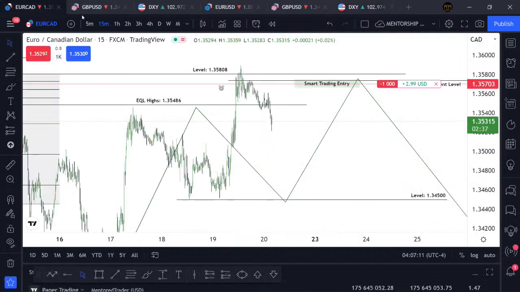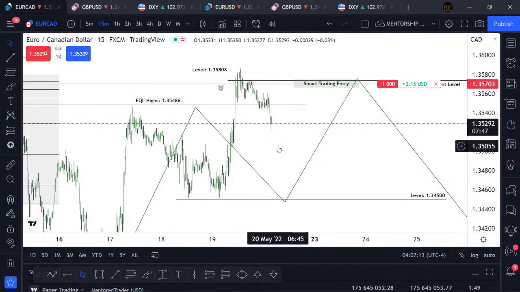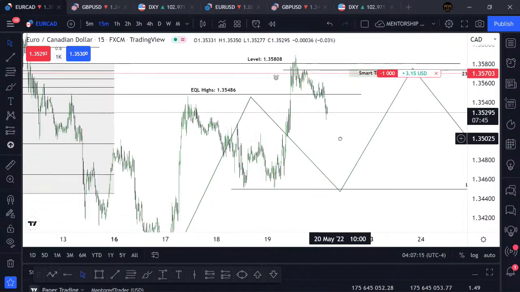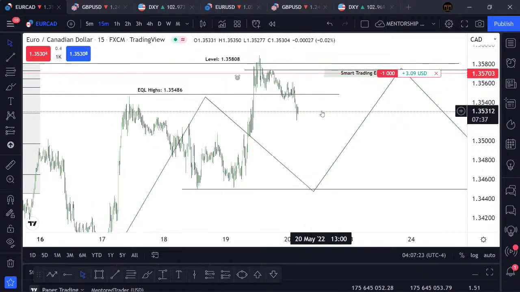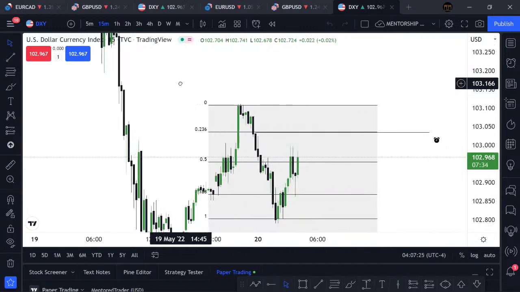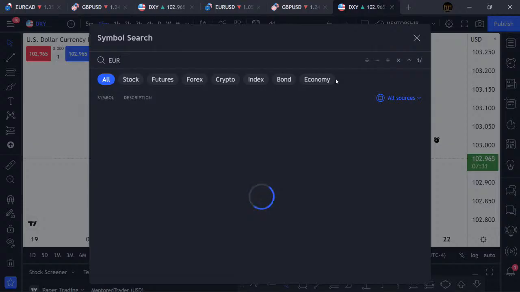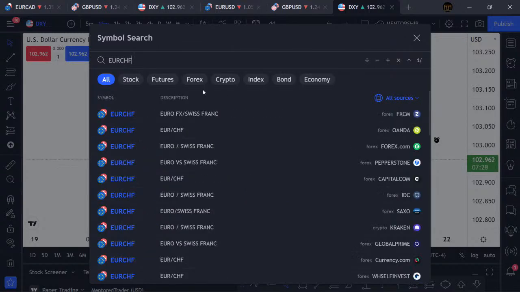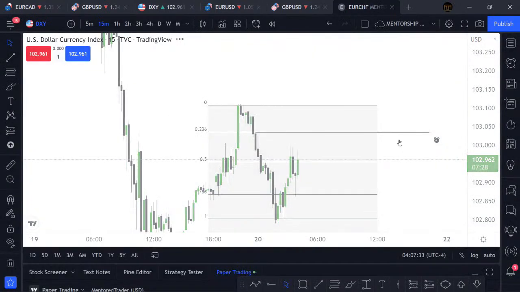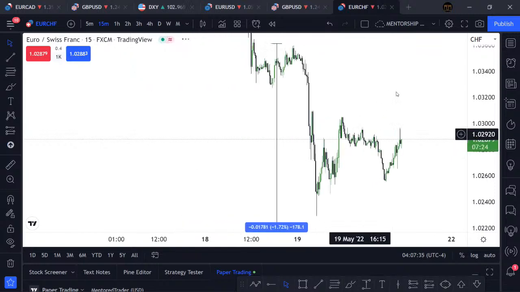Remember, the euro card is already selling. I gave this signal yesterday, even on the YouTube community tab. If you didn't see it, then you're late. Don't panic. Look for the euro CHF, euro Swiss. So this is the euro Swiss.